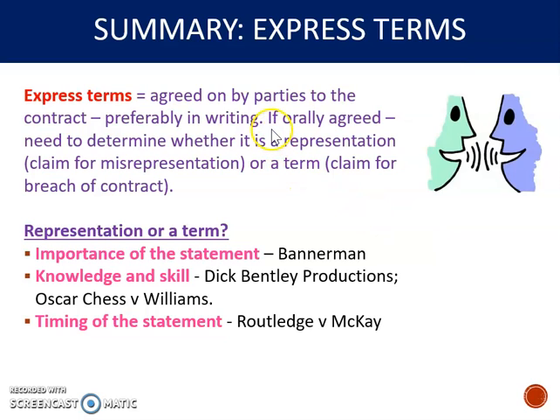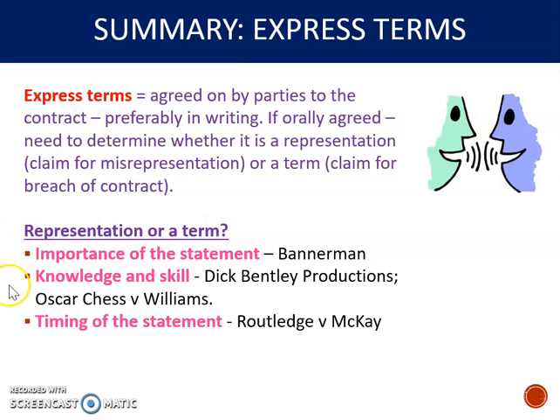And if terms appear to be orally agreed, so there's been verbal discussion, there's been a verbal statement made, like in Florence's case, we need to determine whether it's a rep, in which case you'd claim for misrepresentation if it was false, or whether it's a term, in which case you've got more rights and you can actually claim for breach of contract. So in order to decide whenever you've got a pre-contractual statement being made, there are a number of rules that we have to look at to decide, is it just a representation or is it a term?